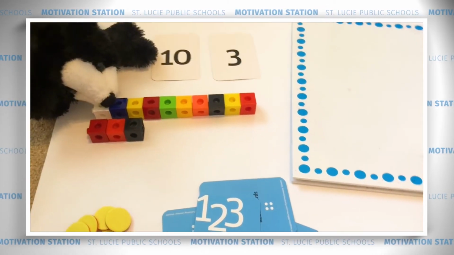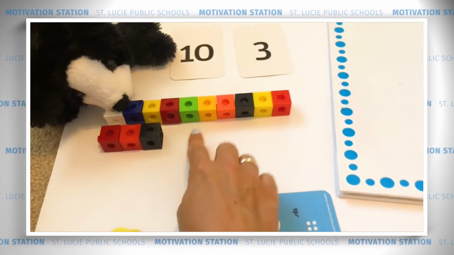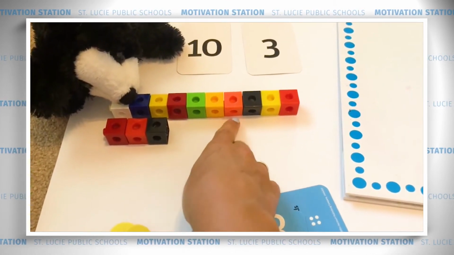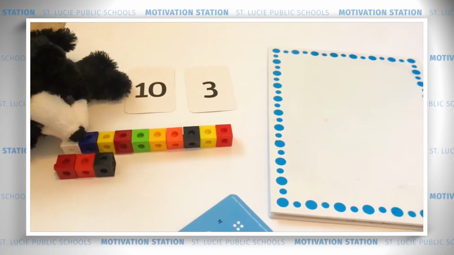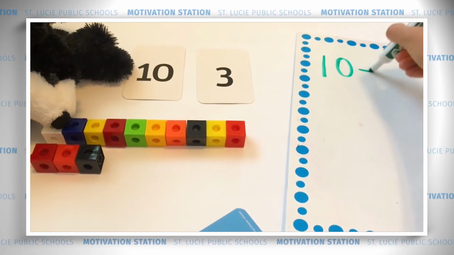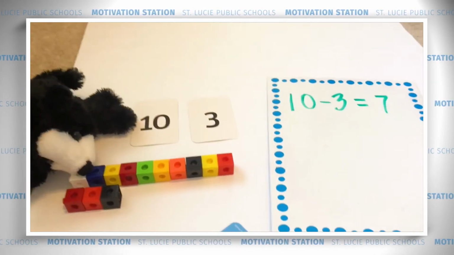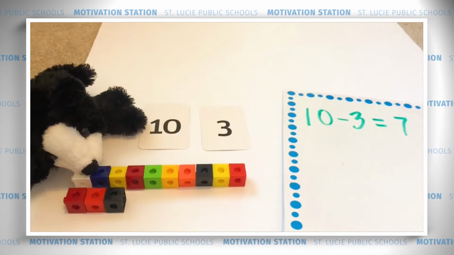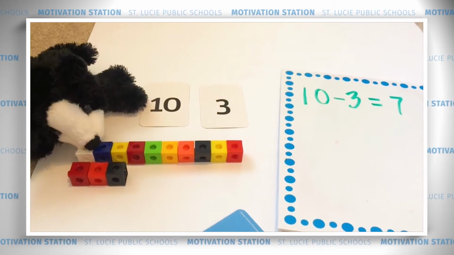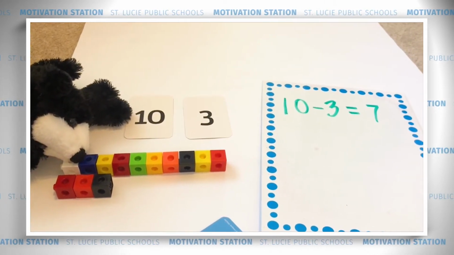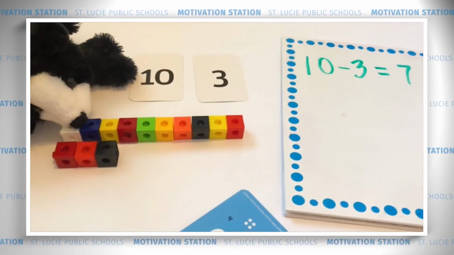Okay, so I've made my cube train for 10, and Puppy Dog made his cube train for 3. So now we're going to find the difference, which starts right here. We're going to count 1, 2, 3, 4, 5, 6, 7. So we can write that equation, 10 minus 3 equals 7. Now, whoever picked the greater number, Puppy Dog, who picked the greater number, me or you? Ugh, I know, it was me. They have to take 7 counters because the difference was 7. So I have to take 7 counters.